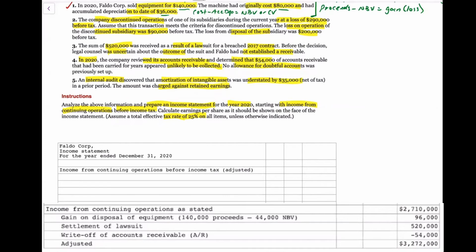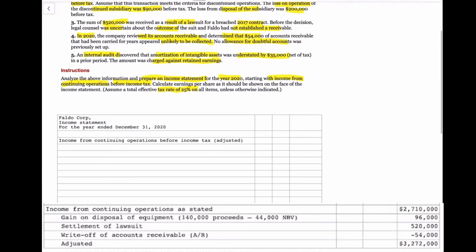Yes. Now, the reason why is because the company is suing somebody else for a breach of contract. Before the decision, the lawyers didn't know. They couldn't predict. Because they're hoping and nothing was recorded, this is all gravy. So it's other, definitely, and we call it settlement of lawsuit. So this is all gravy, $520K all in.